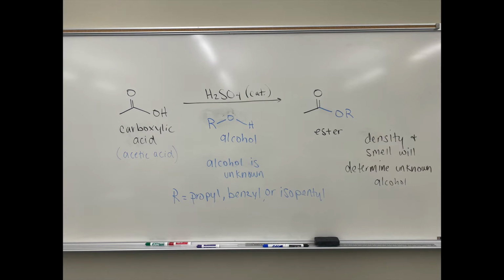All right, so this week's lab is going to be the Fischer Esterification. So typically you start with a carboxylic acid. In this case, everyone would be starting with acetic acid as the carboxylic acid component, so that is a known. And then you would also have an unknown compound. It's going to be your alcohol, and we just don't know what the R group is, but there are three possibilities of what it could be: propyl, benzyl, or isopentyl as the R group on the alcohol.